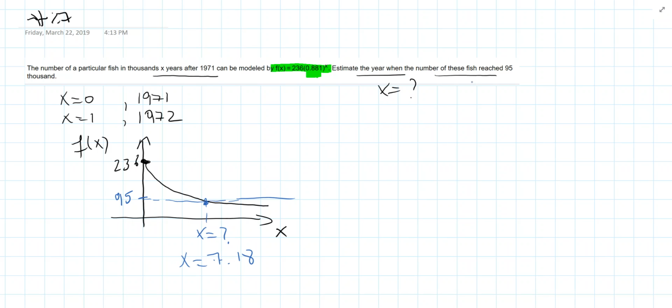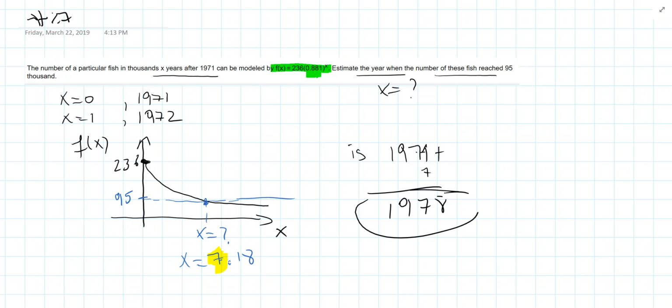Estimate the year when the number of these fish reached 95,000. So the year 7.18, we're just going to approximate that to 7 years, because if I round, it stays 7. So the year that the population reaches 95,000 is whatever 1971 is, plus 7, so it's going to be 1978. So the answer will be that. In 1978, the population of fish reached 95,000.